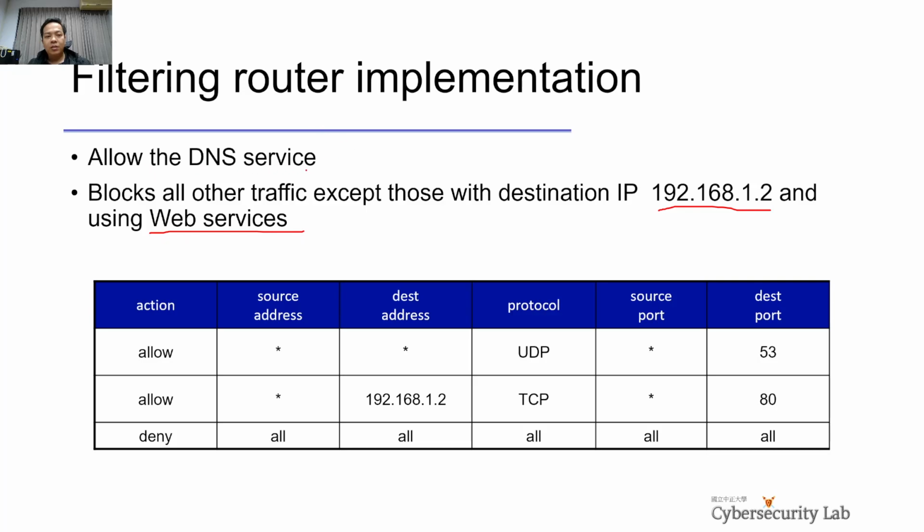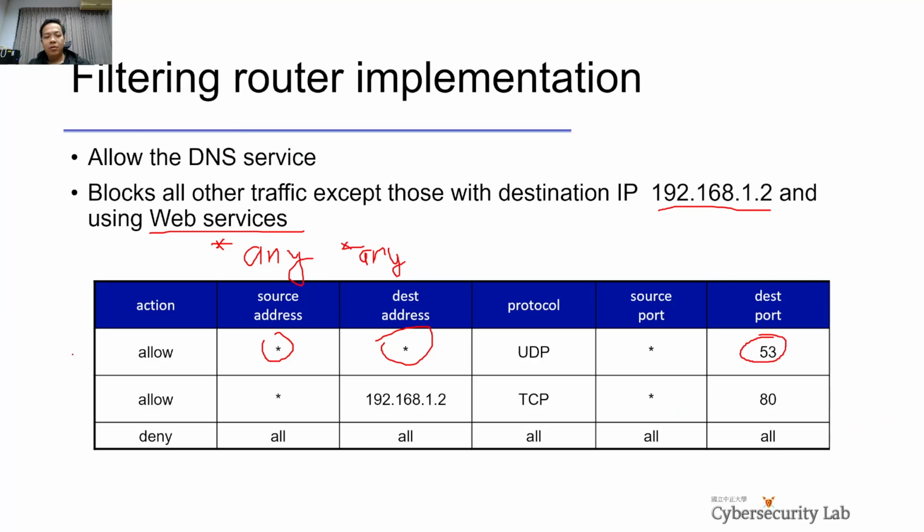Allow DNS. We do not specify any source IP, so we can set star, that means any. DNS is a UDP protocol, so we can set the protocol. The source port we don't need to care about, but we only specify the destination port, that is the DNS service, right?